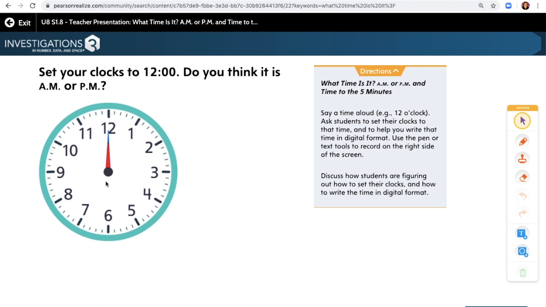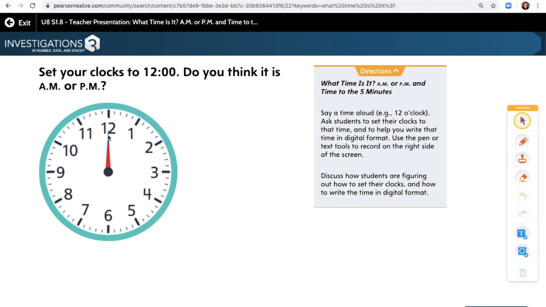If you notice here, the red hand and the blue hand, the short hand and the long hand, are both on 12 o'clock. Do you know why? Good answer. So if you had to ask me questions to answer, is it AM or PM? You might ask, were you eating lunch or were you sleeping? Was it midnight or was it noon?